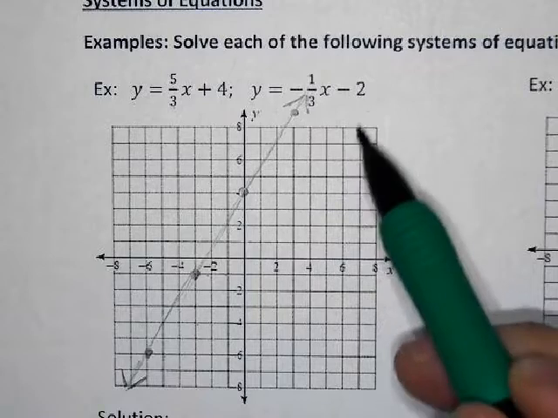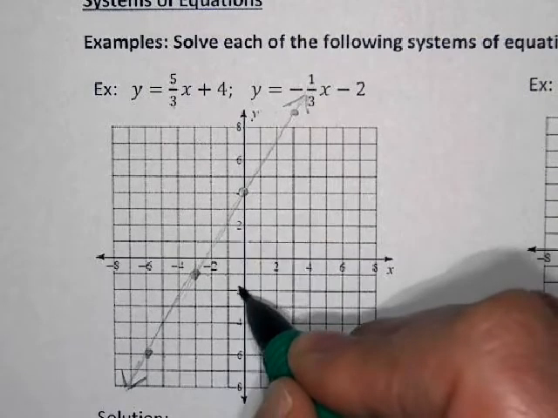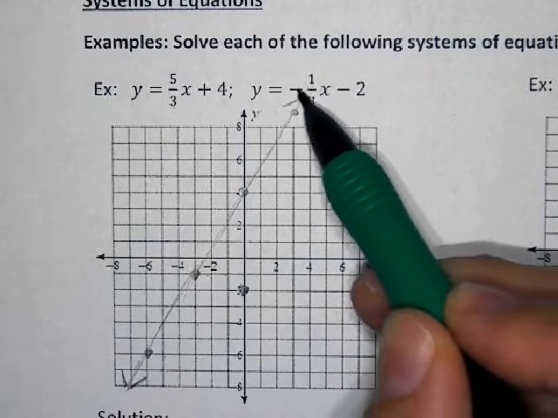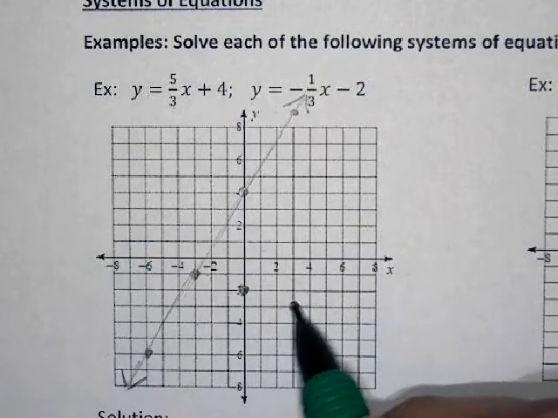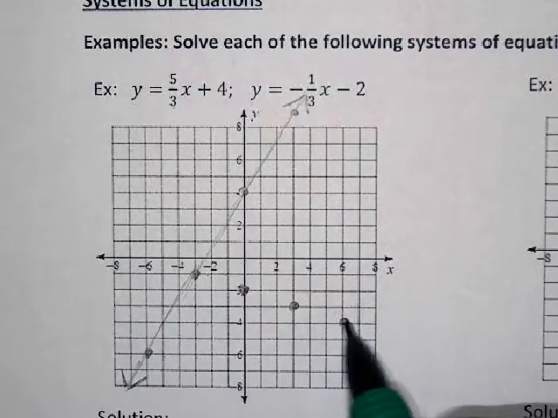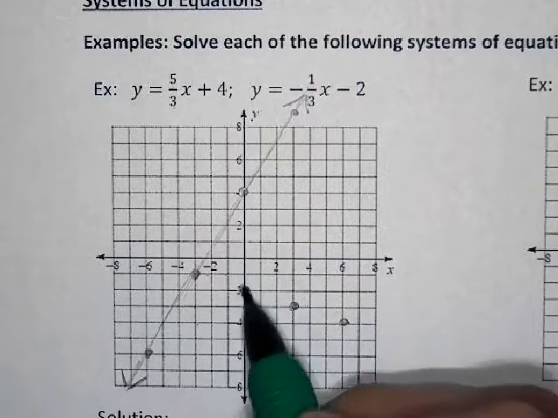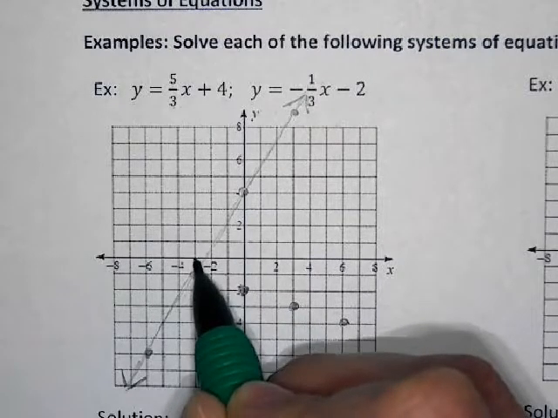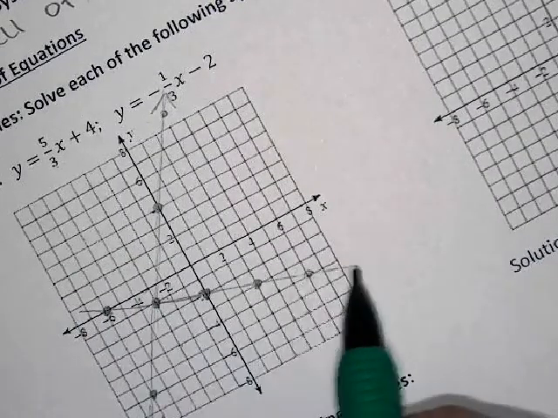Okay, the next equation has a y-intercept of -2 and a slope of -1/3, so I'm going to go down 1 and to the right 3. Down 1 to the right 3, down 1 to the right 3, and then I've run out of space, so I'm going to do the opposite pattern backwards. Up 1 to the left 3, and then again I'm just going to make that line as straight as I can.